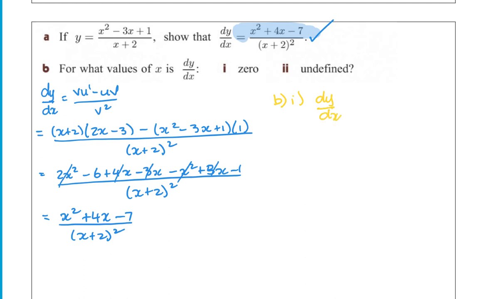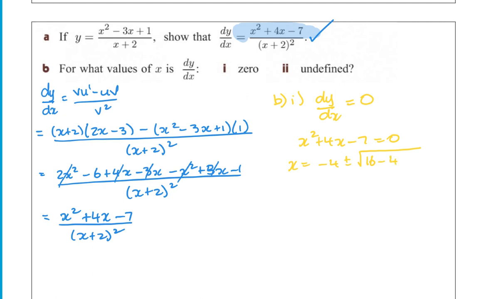Okay, for what values is it 0? Well, the function's only going to be 0 if the numerator equals 0. So that means x squared plus 4x minus 7 equals 0. So we've got a quadratic. Can we factorise it? No. So if we can't factorise something, we're going to need the quadratic formula.